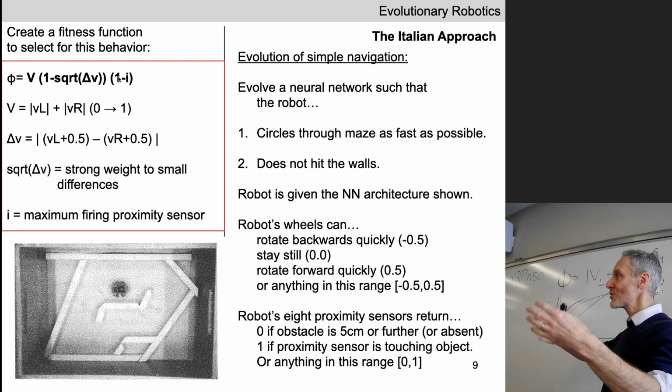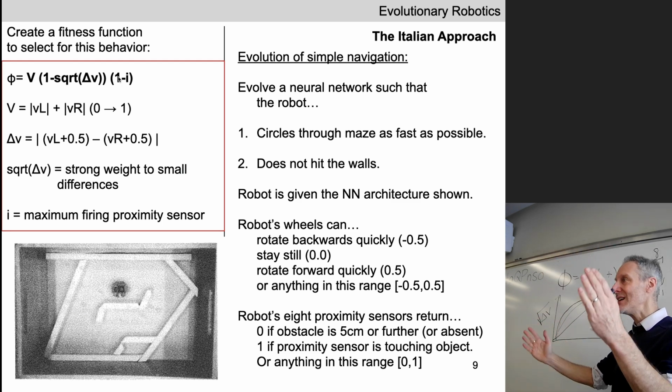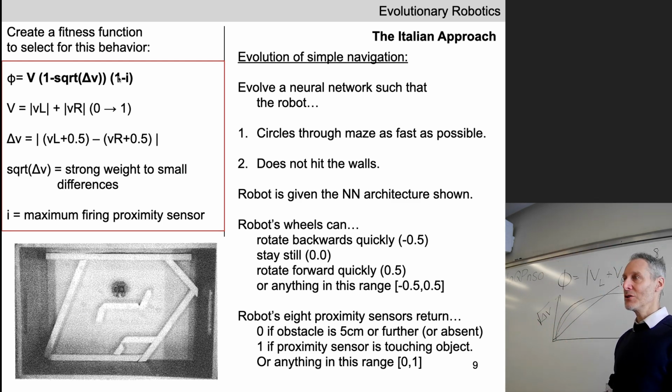There's tens or thousands or millions of other competing tensions going on in your body all the time from an evolutionary perspective. There is no optimal solution to this problem. There are just various trade-offs between how fast the robot goes and how close it gets to the walls.